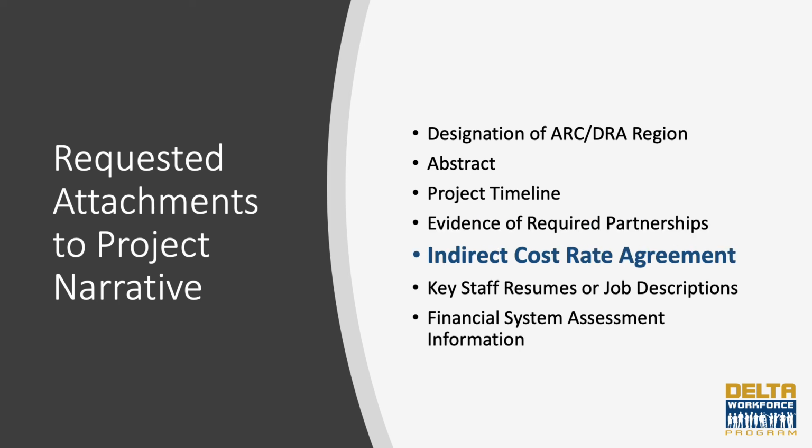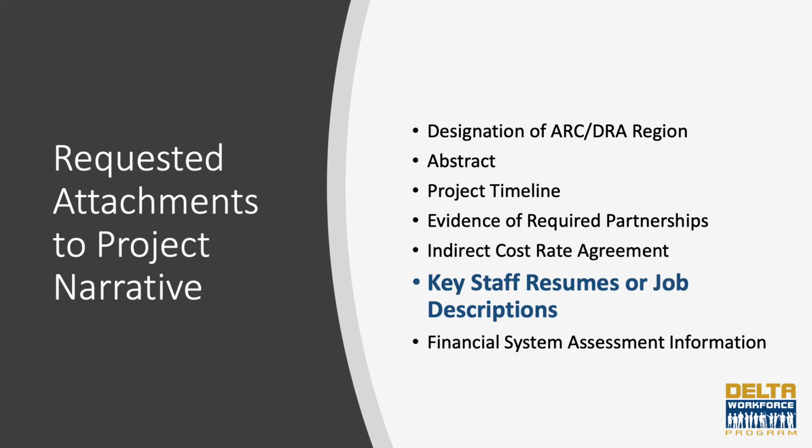If you're requesting indirect costs based on a negotiated indirect cost rate agreement approved by your federal cognizant agency, then attach the most recently approved agreement. Applicants must provide resumes for all current or planned key personnel who may staff the project. Job descriptions may be included for positions that are planned or currently unstaffed. These positions must be included in the budget narrative.